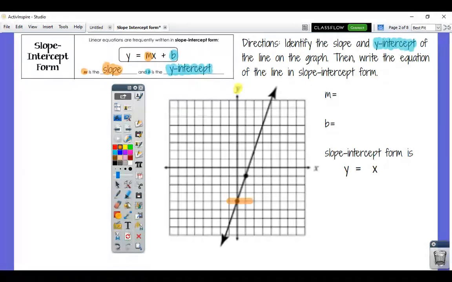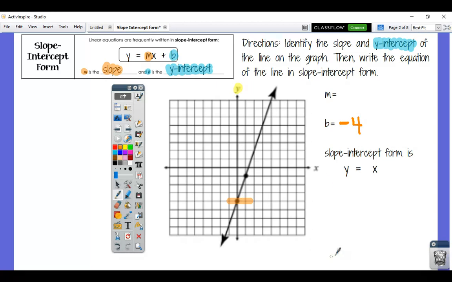So remember, I always start from my origin. Starting from my origin, which is 0, I'm going to count down till I get to that point. So if I'm counting down, that means that my y-intercept is going to be negative, because I'm counting down from my origin. I'm counting down 1, 2, 3, 4. So my y-intercept is a negative 4.